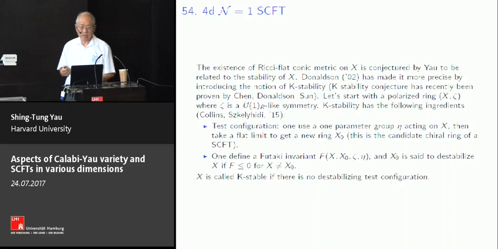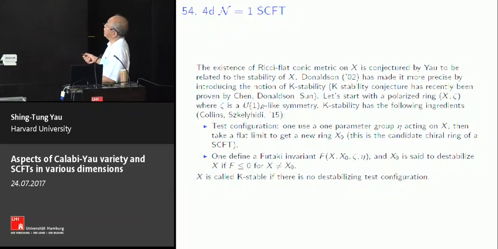The existence of the Sasaki-Einstein metric or the Ricci-flat metric on this total space is the stability question. In fact, the existence of a Ricci-flat cone metric was conjectured by me a long time ago, 30-some years ago, to be equivalent to stability. And then Donaldson made it more precise, introducing the notion of K-stability. We can just say a few words about it. Given a polarized variety which has a U(1) symmetry, K-stability has several ingredients. Some of them were fundamentally studied by these two authors.